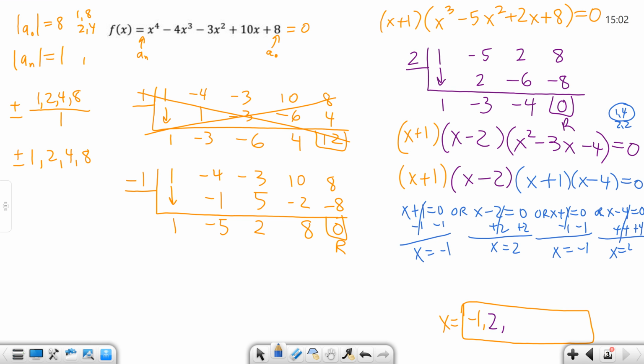So this is going to be x equals 4. So even though I had a fourth power, I only had three distinct or different zeros. Just one of them occurred more than once, the negative 1. But just don't list it more than once in your answers. All right?